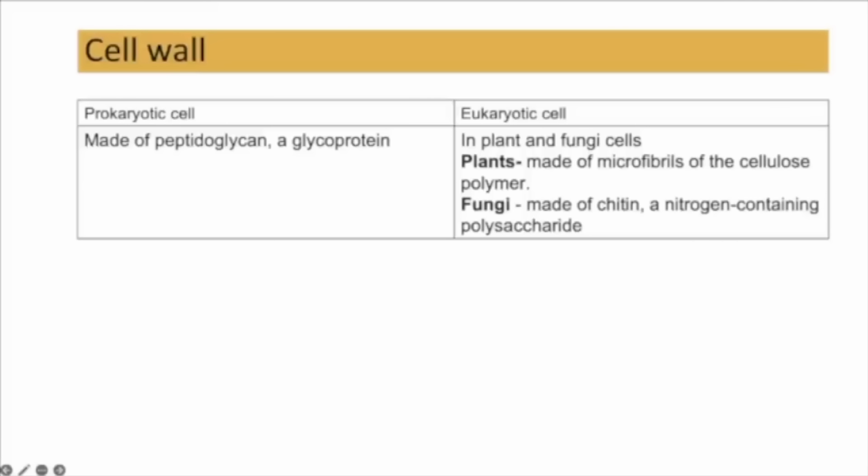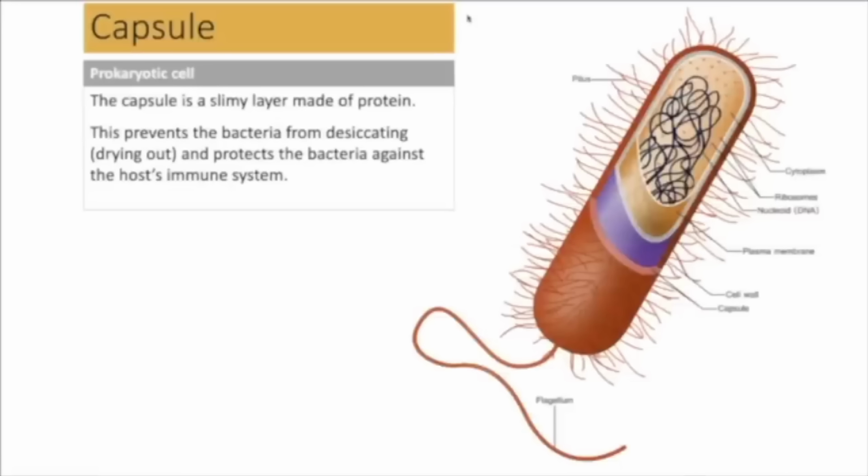In comparison, eukaryotic cells, animals don't have a cell wall, but plants and fungi, which are eukaryotes, do. And plants have a cell wall that's made up of microfibrils of the cellulose polymer, and fungi have a cell wall made up of chitin, which is a nitrogen-containing polysaccharide. The capsule, which again only some bacteria would have, is a slimy layer made of protein on the very outside.